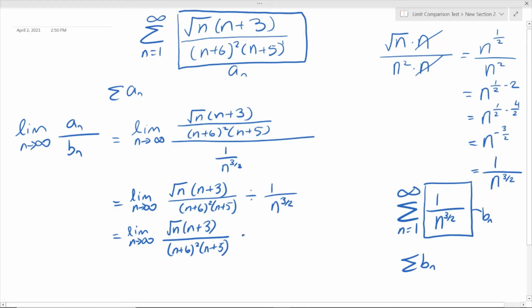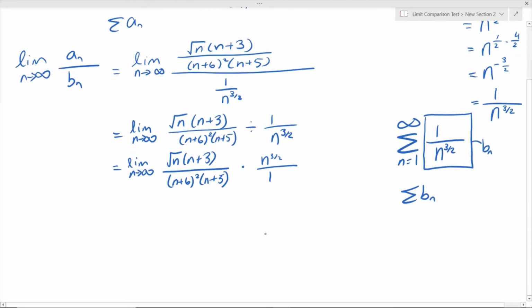So we're going to change it to multiplication and flip it. And then what we're going to do is multiply these terms in so that we can evaluate our limit. Square root of n is the same as n to the exponent of 1 over 2. This is n plus 3, so write n plus 3. And this is also times 3 over 2, so we're going to put this all in one fraction so it looks better, and this is n plus 6 squared times n plus 5.